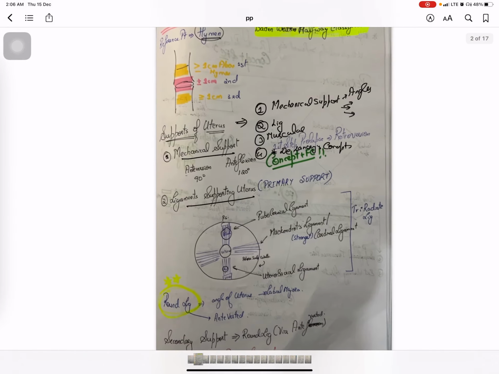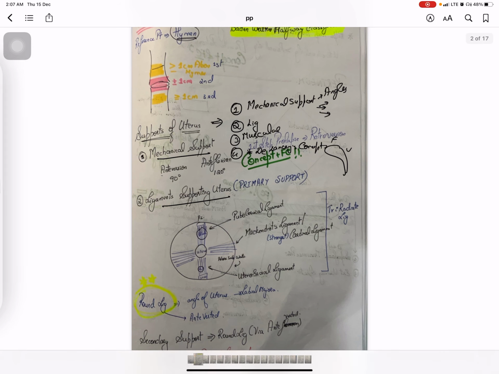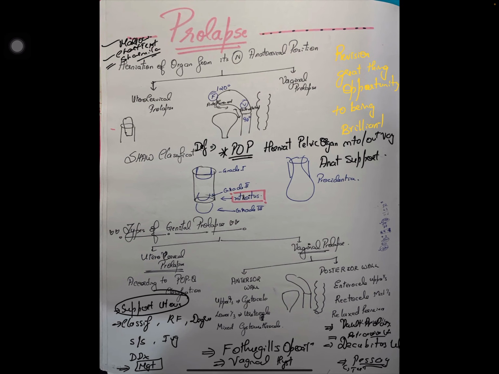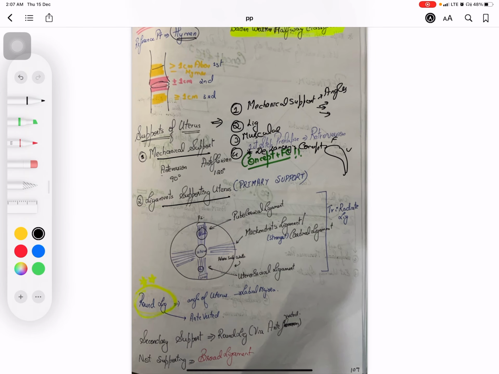Then we have supports of the uterus. So the supports of the uterus, like I mentioned, 4 points. What is a mechanical support? So the mechanical support is two things. We have anteversion, anteflexion. How I remember it is FV, right? Flexion is 120, version is 90 degrees. What is the first step in prolapse? Is the retroversion of this angle, this 90-degree angle. So two things. We have the two angles, right? The anteflexion of 120 degree and anteversion of 90 degree.